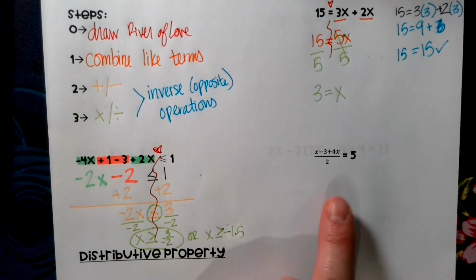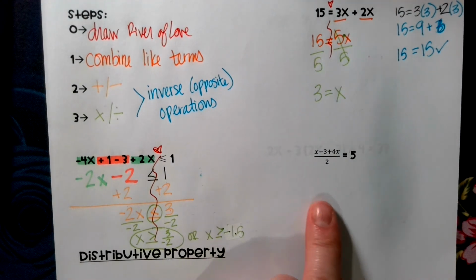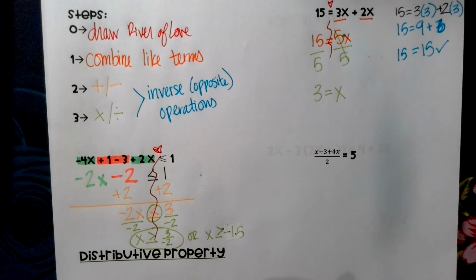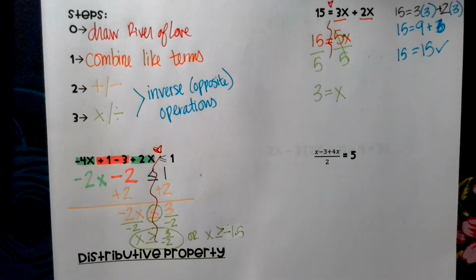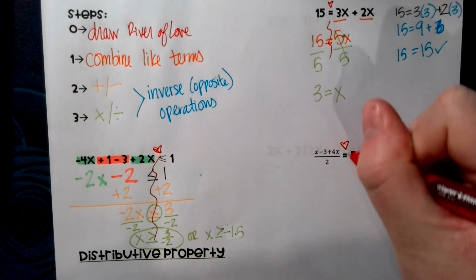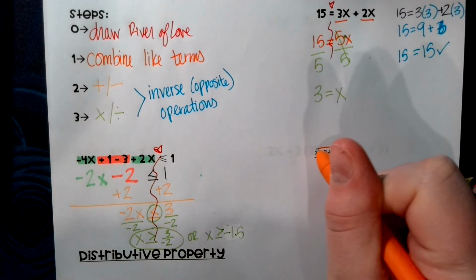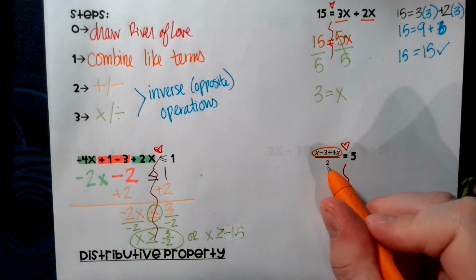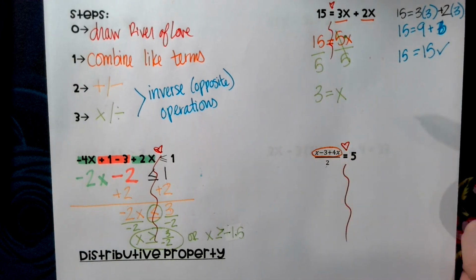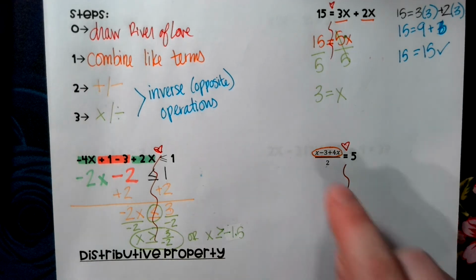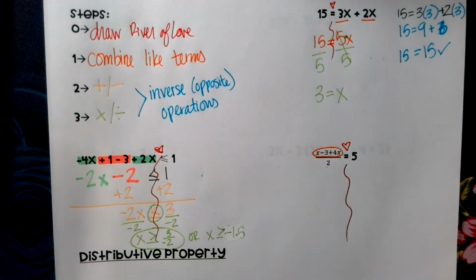I'm going to go on to this problem because this type of problem has been confusing people all year long. So we're going to start off with our river of love like you know we do. We have to combine our like terms. Here, all my like terms are up top. That 2 at the bottom has nothing to do with those like terms. That's its own separate thing. We're not going to combine it with anything. We're going to combine those like terms up top.